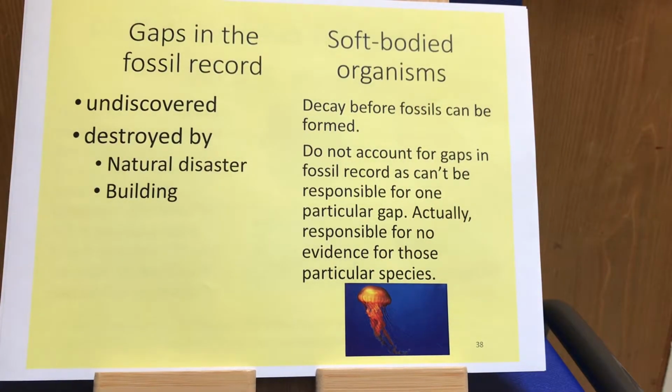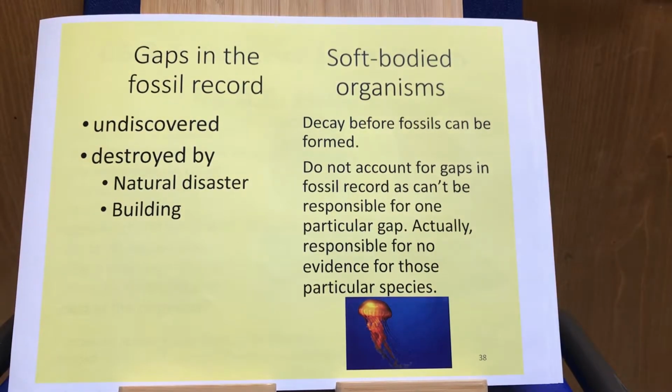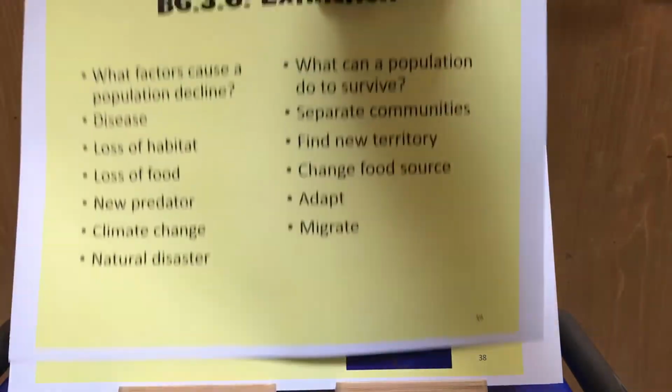Sometimes we see that there are gaps in the fossil record, and this could be that fossils haven't been discovered yet because they're in extreme places under the ground, places where people don't go, or it could be that they've been destroyed by natural disasters, earthquakes for example, or building work. Some organisms we don't know much about at all. These are the soft-bodied organisms. These are ones that decay before fossils can form. It does not account for gaps in the fossil record, but it tells us we have no knowledge of these particular organisms. So next we'll look at extinction.